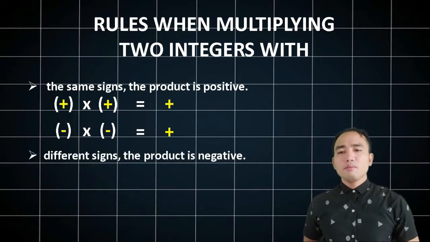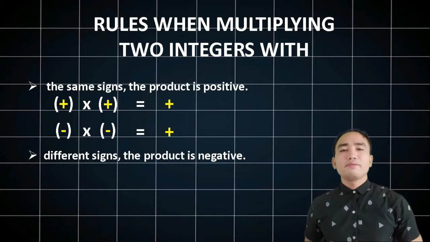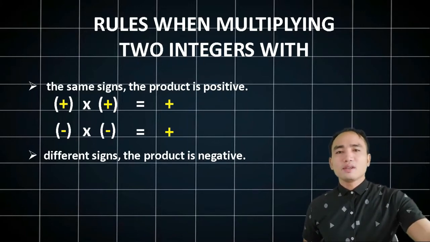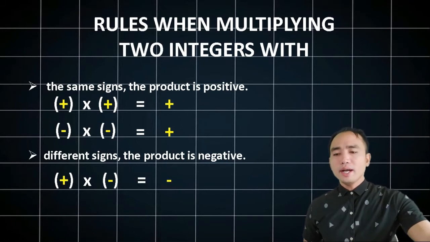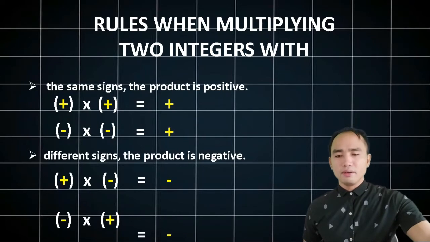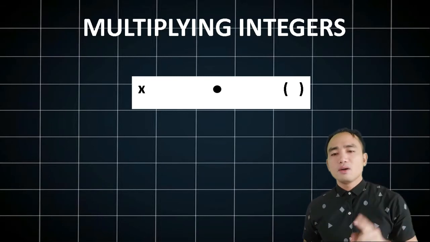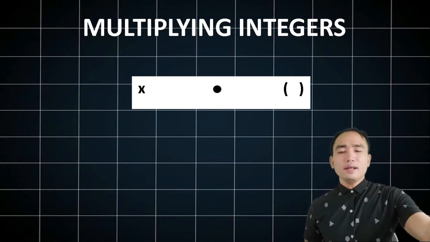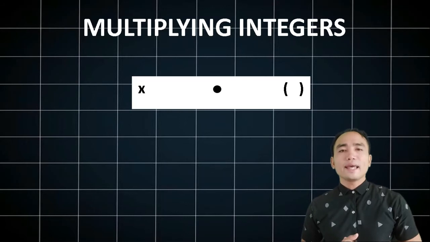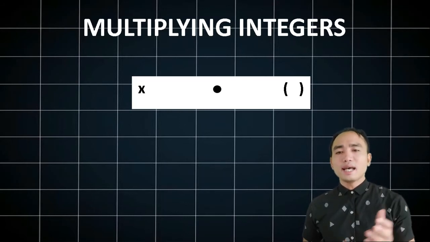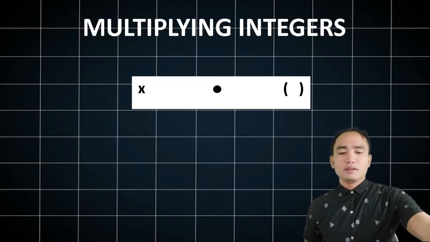But if we multiply two integers with different signs, the product is always negative. So for example, positive times negative is negative, or negative times positive, the answer is also negative. If you see these signs like X or dot and parentheses, it means that we have to multiply those numbers.